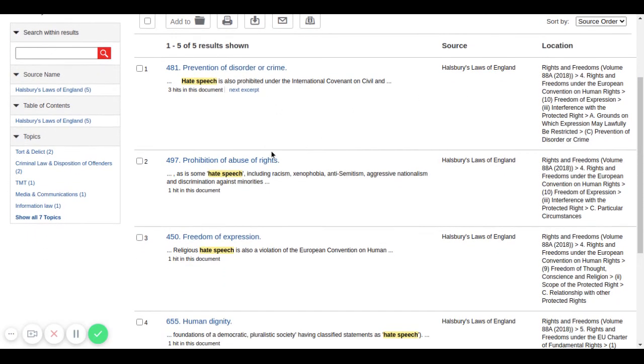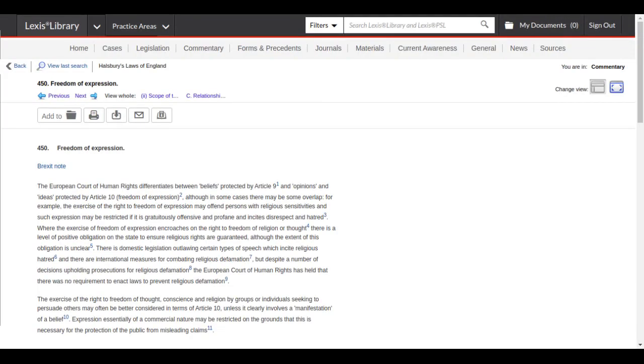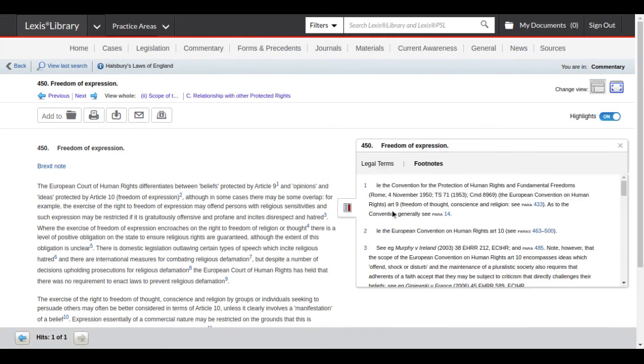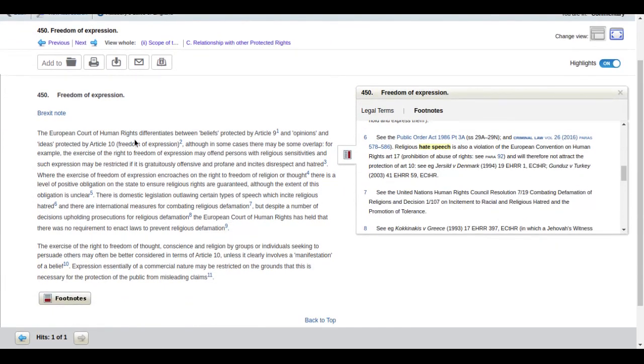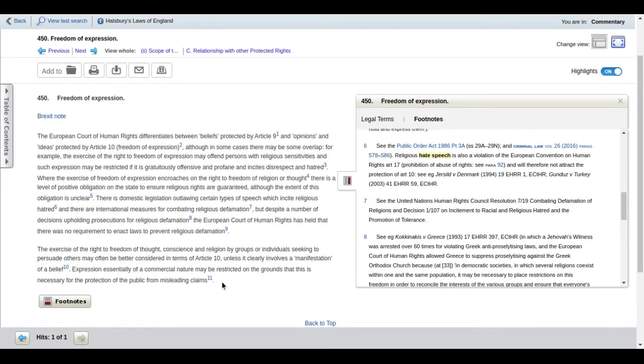So from a quick look at the titles, I think this one called Freedom of Expression seems the sort of thing I want to look at. So let's go and have a look. So this is a fairly typical entry from Halsbury's. It's only two quite short paragraphs long. Really, it's only a couple of hundred words.